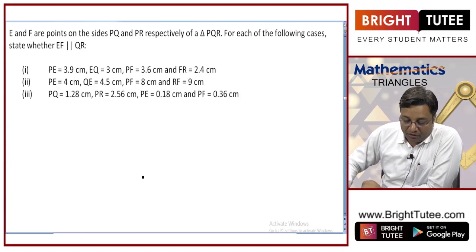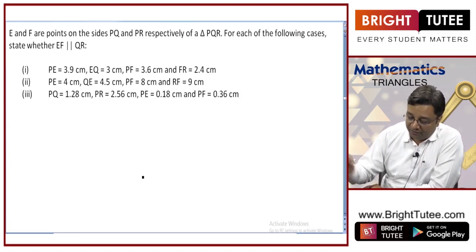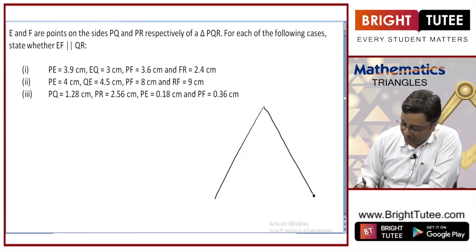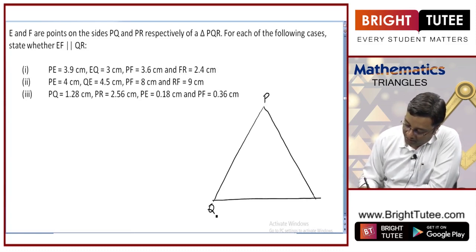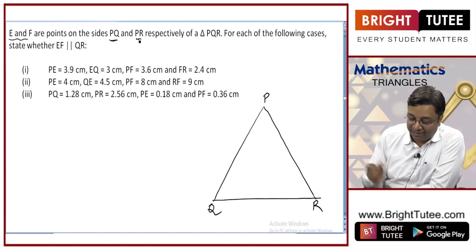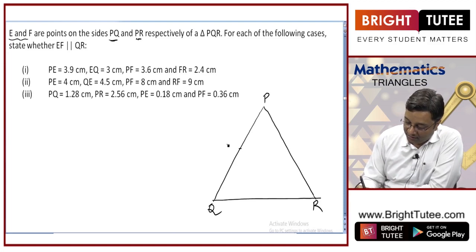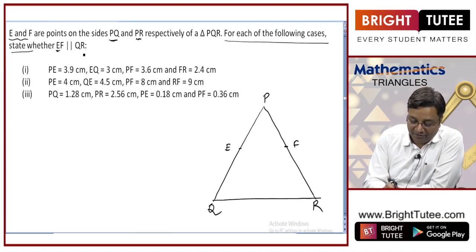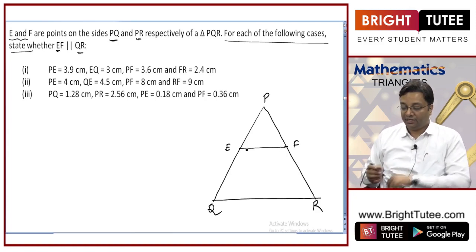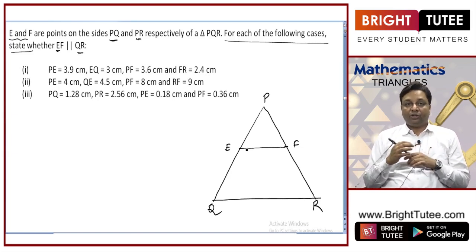E and F are points on the side PQ and PR respectively of a triangle PQR. So let's first of all make this triangle PQR. So this is P, this is Q, and this is R. E and F are points on PQ and PR respectively. So let this be E and let it be F. Now for each of the following cases, state whether EF is parallel to QR. So let us join these 2 points, and now we need to find out whether EF is parallel to QR.